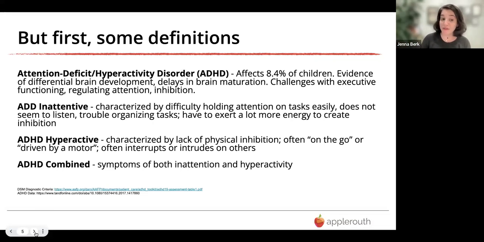ADHD hyperactive is characterized by a lack of physical inhibition, especially. So anyone who seems sort of like they're on the go or driven by a motor, often interrupting or intruding on others, whether that's physically, verbally, that kind of behavior. And then we've got ADHD combined, which has symptoms of both inattention as well as hyperactivity.